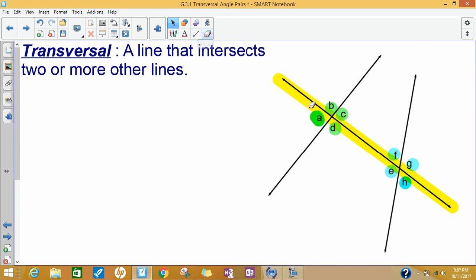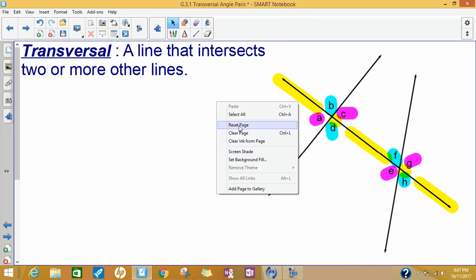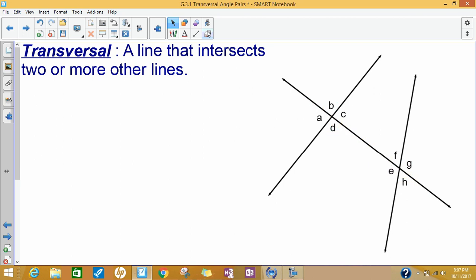Now we do have some angle relationships already that we know about. Those are vertical angles. So for example, some vertical angles are angle A, C, angle E and G, and then we have angles B and D, angle F and H. Remember, vertical angles are congruent. We also have linear pairs, so any two angles that make a straight line. So for example, A and B, E and F, C and D, G and H.